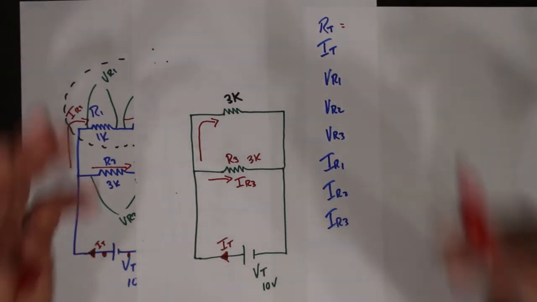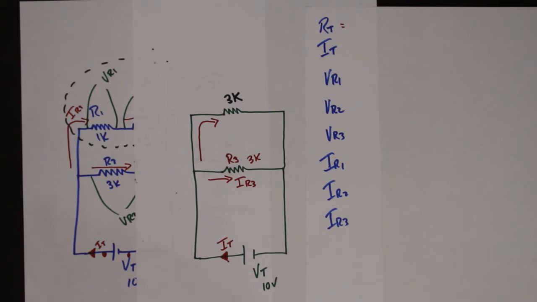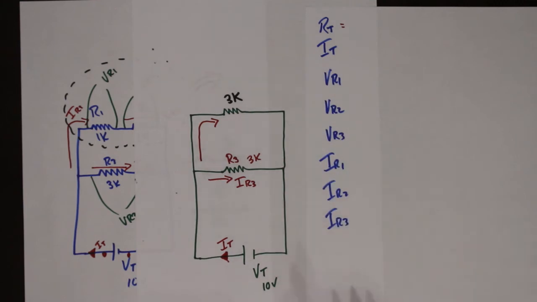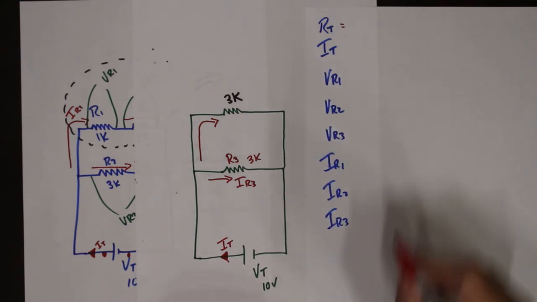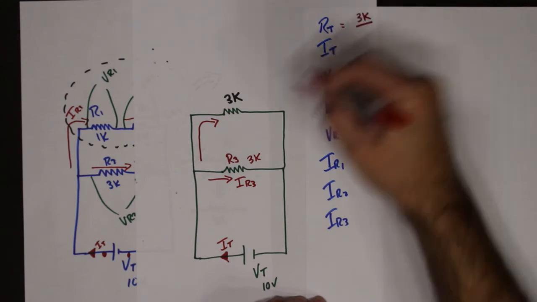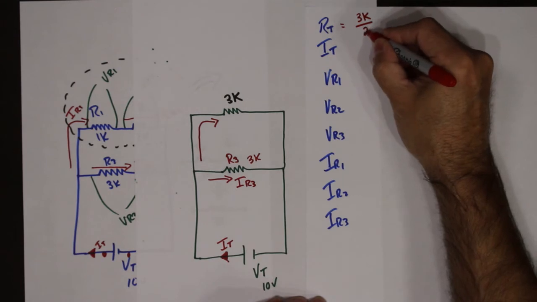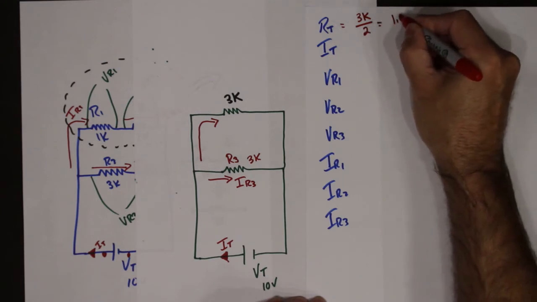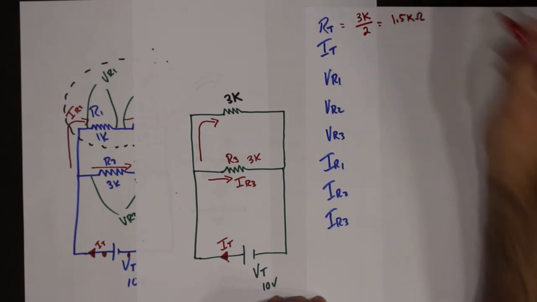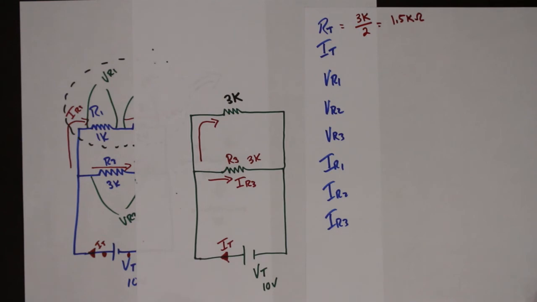So we can use our 1 over formula, we could use our product over sum formula, but lucky for us, both of those resistors are the same value. So we've got that third rule. Take the value of 1, divide by however many you have, and that is your equivalent total resistance.